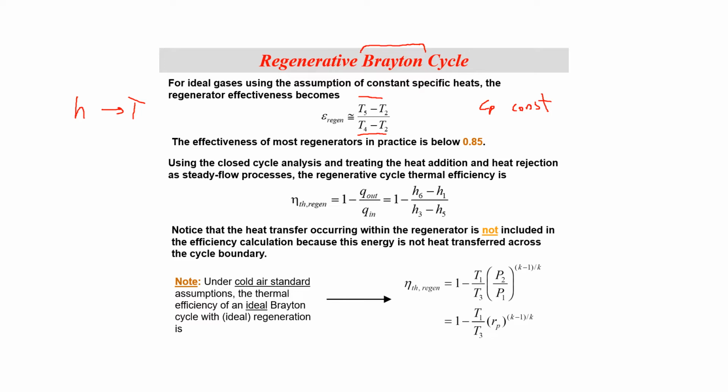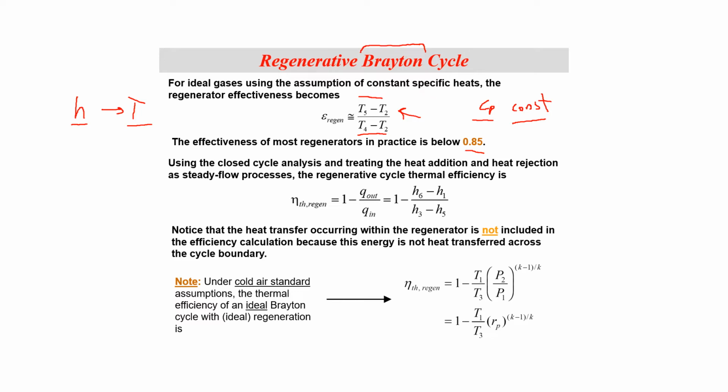So this is not something you should just immediately ignore, but this will not give you the most accurate result. Obviously the most accurate result will still be from enthalpy, but with a small error you can assume Cp is constant and use this equation. Again, common regenerators are generally about 80 to 85% effective.